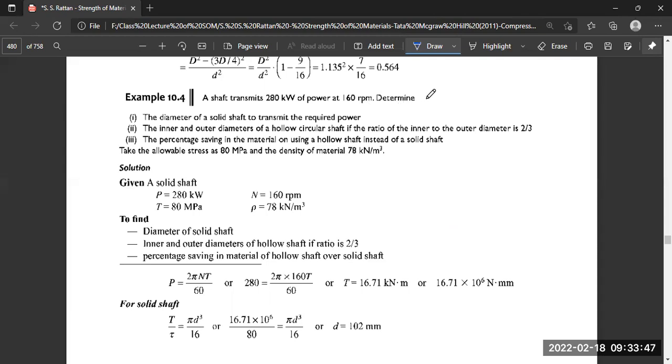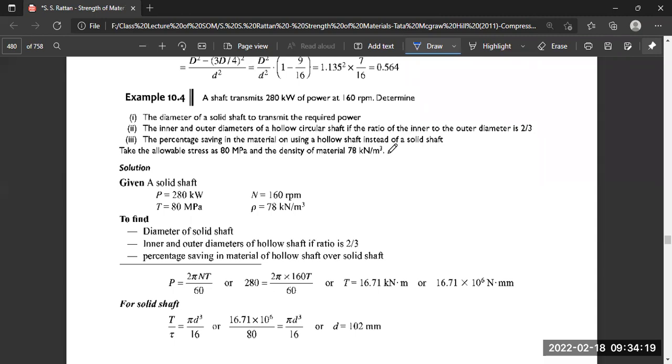From this relation, another thing we are supposed to find is the diameter of the solid shaft to transmit the power, the inner and outer diameters of the hollow shaft if the ratio of inner to outer diameter is 2/3, and the percentage saving in material on using a hollow shaft instead of a solid shaft. Allowable stress is given as 80 MPa, and specific weight is given as 78 kilonewton per cubic meter.